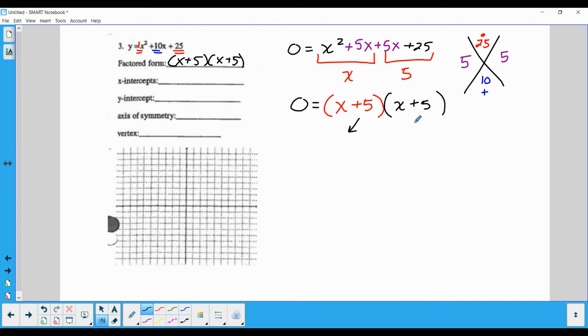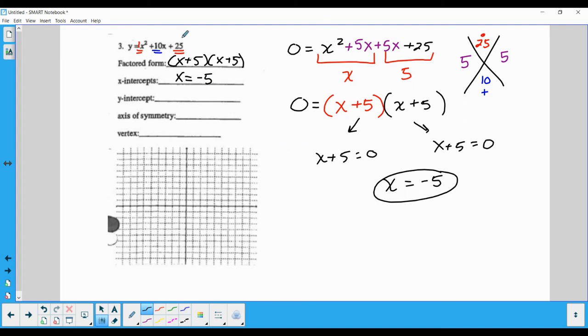And then from there, to get my x-intercepts, I'm going to set both factors equal to 0, which technically are really just the same equation. So I only have one solution in this case, and that's x equals negative 5. The y-intercept is my c value, which is 25. My axis of symmetry is at opposite of b over 2a. So it's at negative 5.